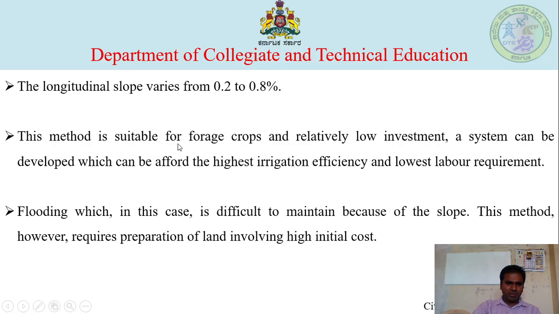This method is suitable for forage crops. A forage crop is grown as grass for the animals. With relatively low investment, a system can be developed which can offer the highest irrigation efficiency and lowest labor requirements. It is also suitable for crops that need flooding, which in this case is difficult to maintain because of the slope. These methods, however, require preparation of land involving high initial cost.